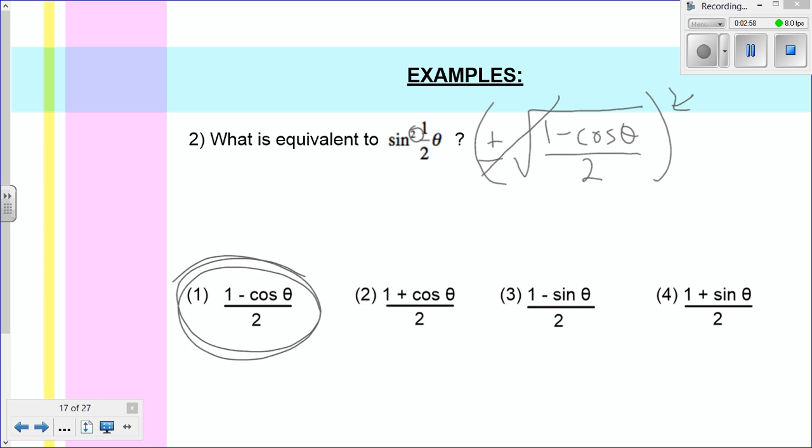All my half angles, if you're looking at the multiple choice and trying to get rid of choices, all my half angles deal with cosine, not sine. So those can automatically be taken out for choices 3 and 4. So it really just left me with choice 1 and 2. And the fact that it was a sine, that means you have to have the minus sign.